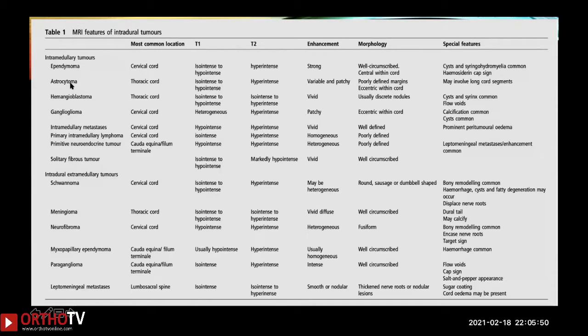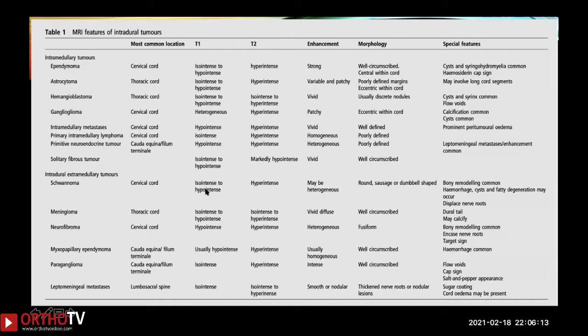The second most common is the astrocytoma. It is usually seen in the thoracic cord, again isointense to hyperintense on T1, and hyperintense on T2. Enhancement may be variable or patchy. So everything is the same here, except that on enhancement, astrocytomas are variable and patchy. Other tumors you might see are schwannoma, also seen in the cervical cord.